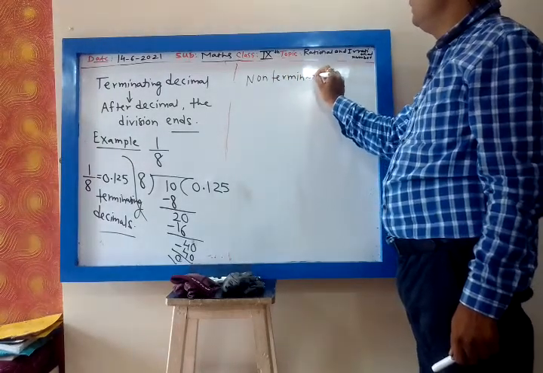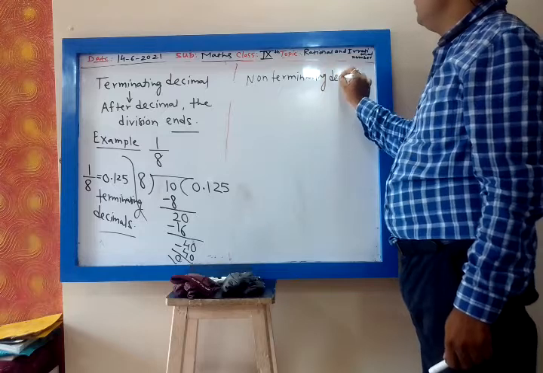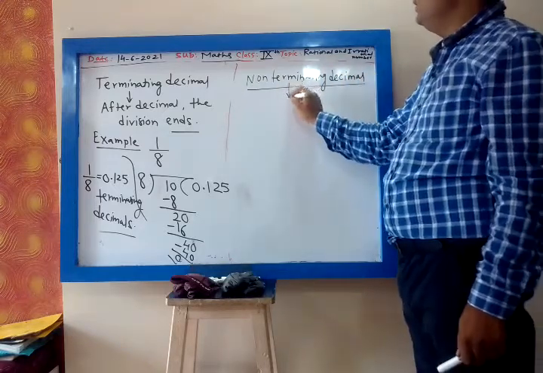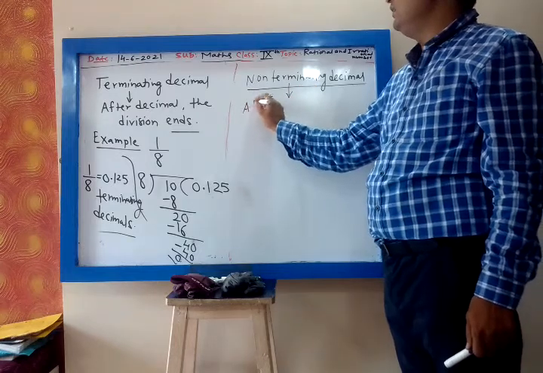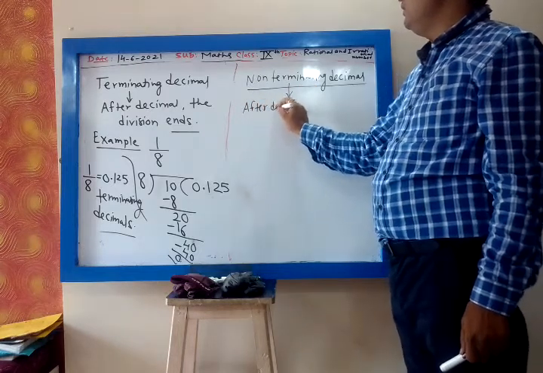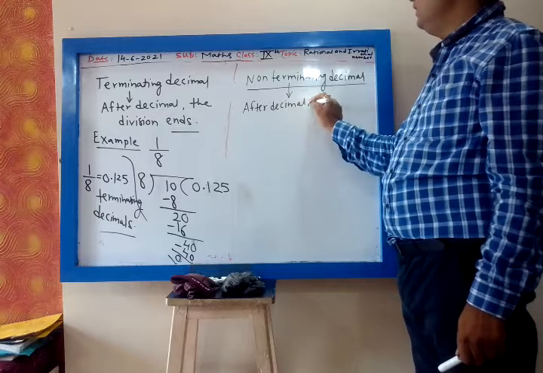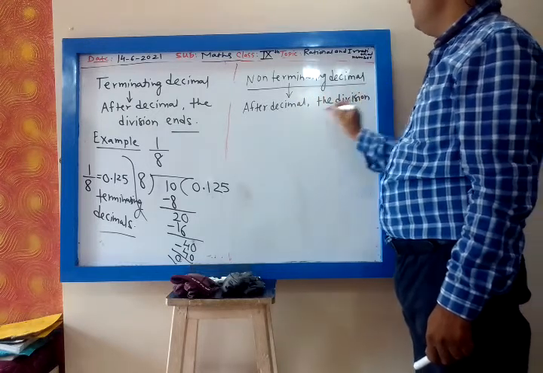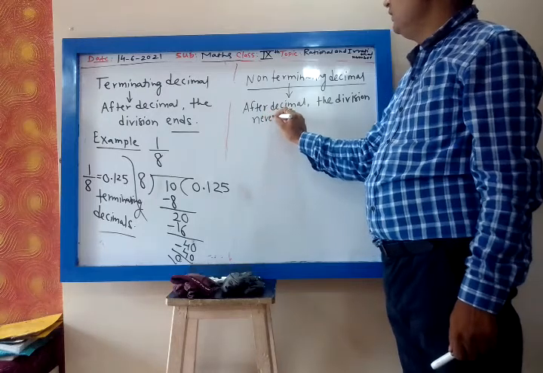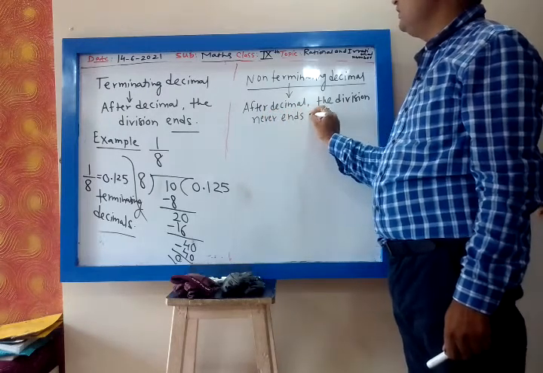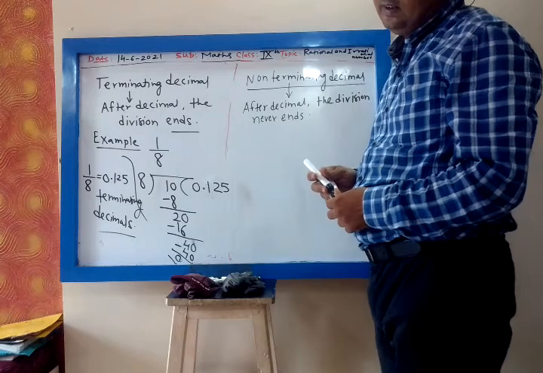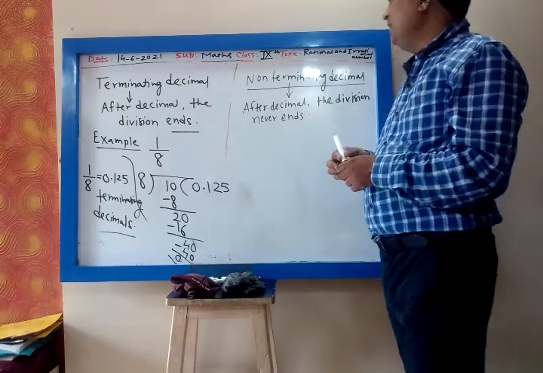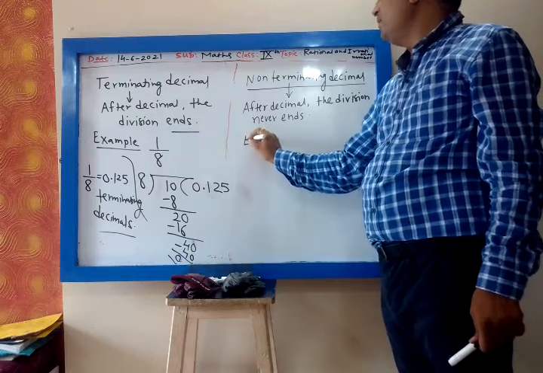Non-terminating decimal means after decimal, the division never ends. After decimal, the division never ends. So this is non-terminating decimal. Let us take the example.